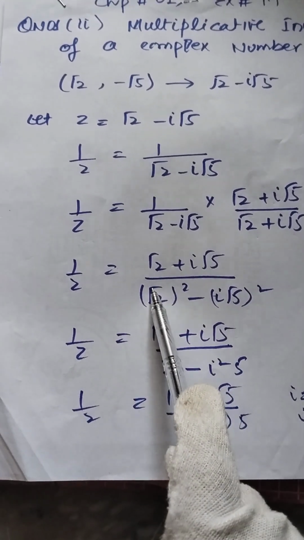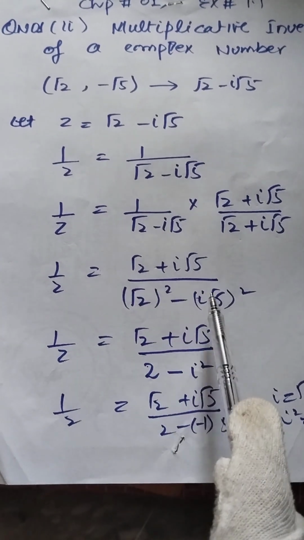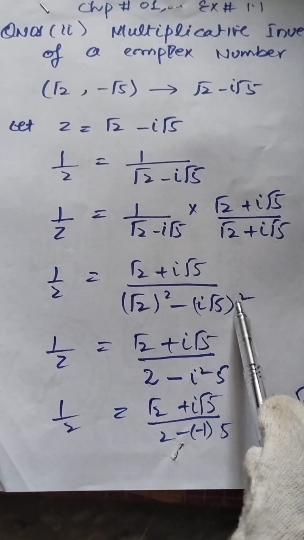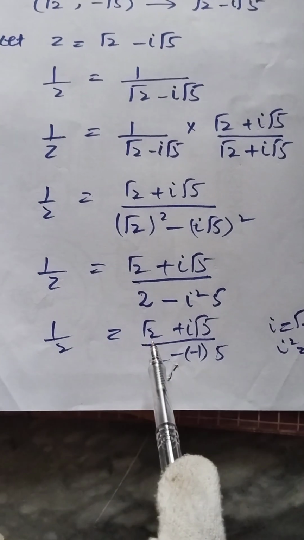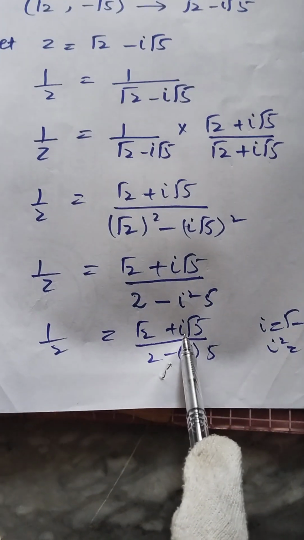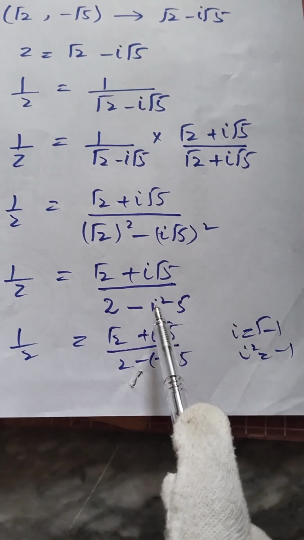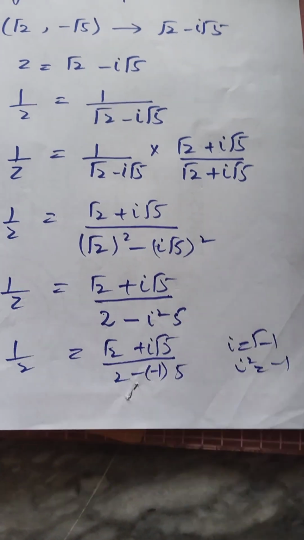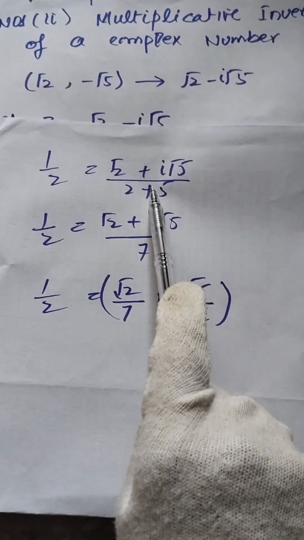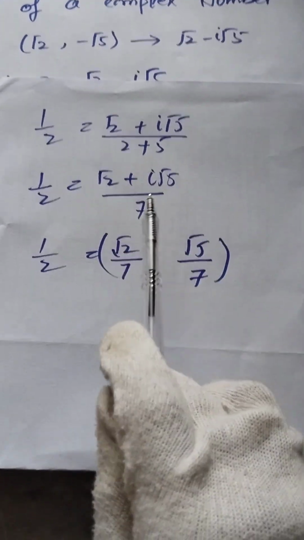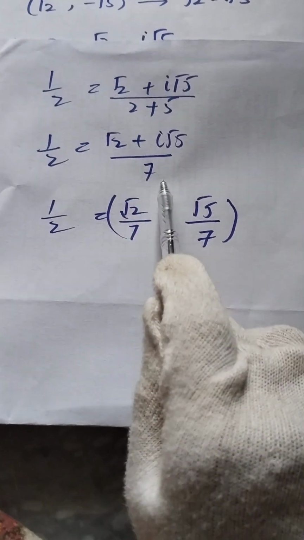This 2 is cancelled out with under root, giving 2 minus iota square, and 2 is cancelled out with under root, giving 5, and 1 over Z is equal to under root 2 plus iota under root 5 upon 2. Iota square value is equal to minus 1. We use here minus 1 and 5. After that, 1 over Z is equal to under root 2 plus iota under root 5 upon 2 plus 5. 1 over Z is equal to this upon 7.